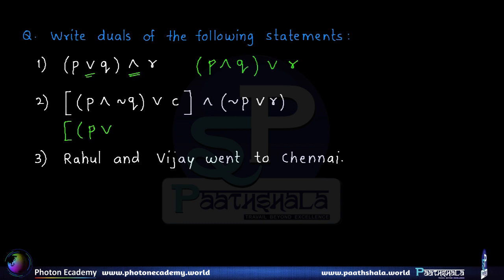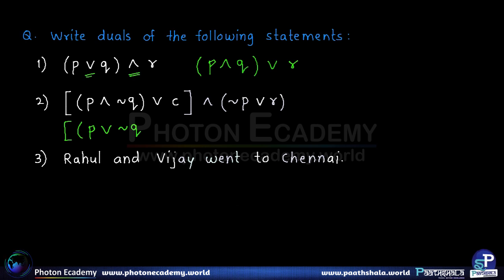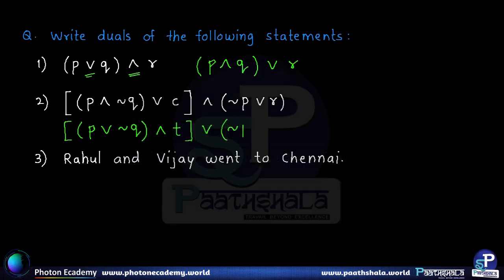In the case of the second one also, we simply have to replace wherever required. So we have P or. Now you see negation is not changed, so we keep negation Q as it is. And now this C stands for contradiction, so it has to be changed with a tautology. Then again or is used, negation P and R. That's the dual.